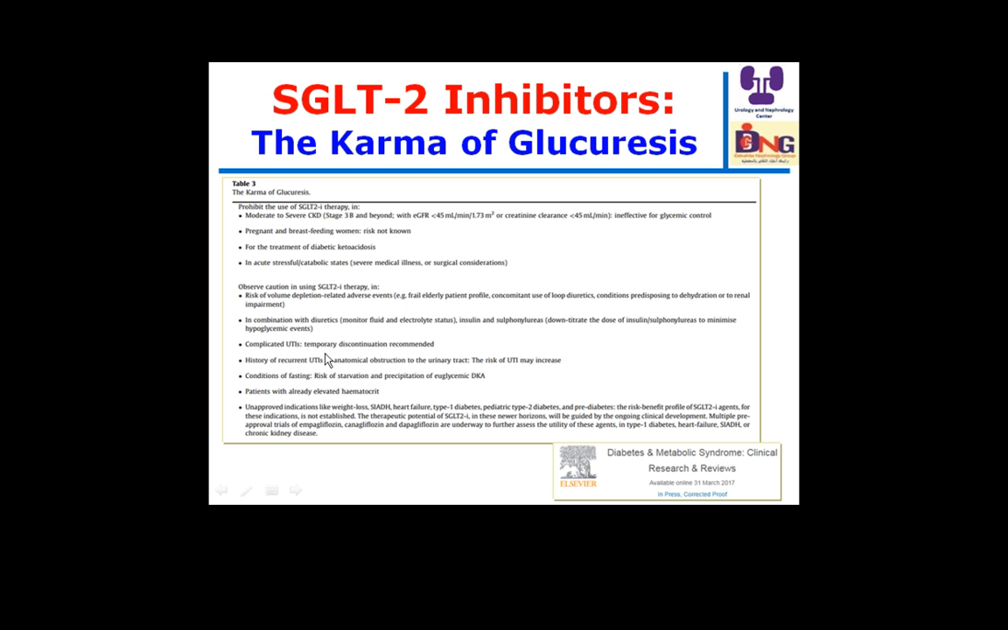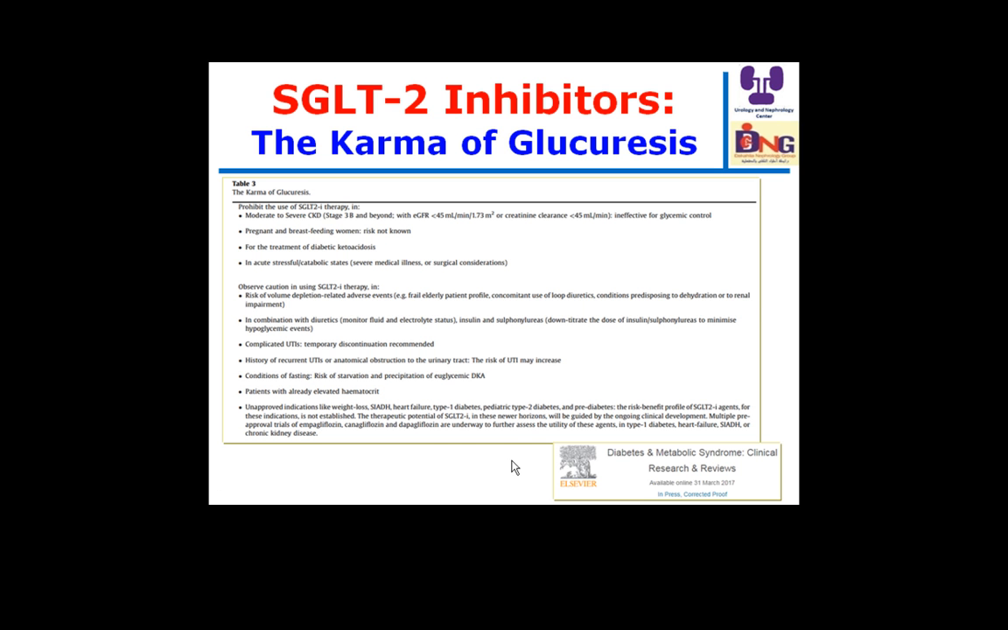Complicated UTI, temporary discontinuation is recommended. History of recurrent UTI or anatomical obstruction, the risk of UTI may increase. Condition of fasting, the risk of starvation and the precipitation of glycemic decay will increase. Patients with already elevated hematocrit, and unapproved indications like weight loss, SIADH, heart failure, type 1 diabetes, pre-diabetic state, the risk and benefits are still unclear; we are waiting for studies to address this issue.